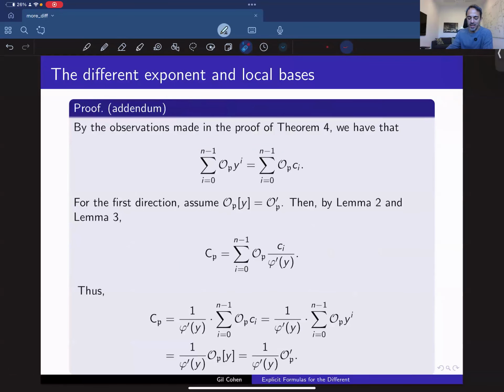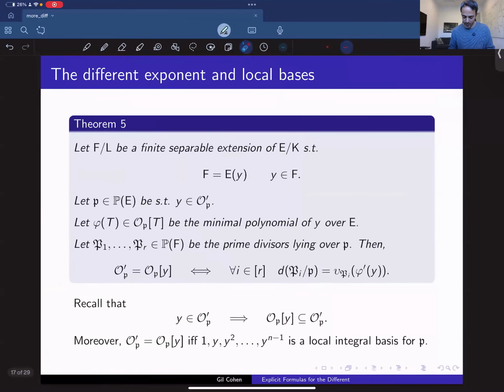Okay, but let me first recap something from the previous proof. If you recall, we proved in the previous theorem that the CI's are in OPY, and the YI's are a linear combination of the CI's with coefficients in OP, and I'm going to take that with us. And now for the fourth direction, I think the direction I'm interested in.